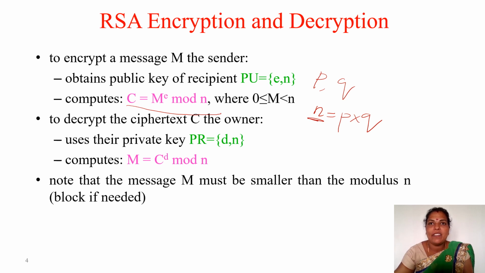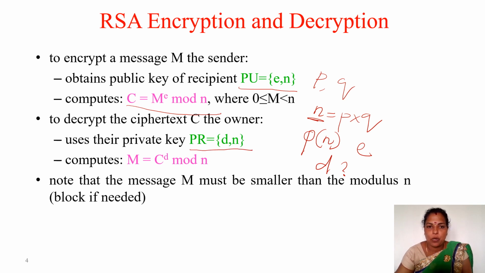With the help of this N value, they have to compute the Euler totient function, that is phi of N. Then they have to choose an E value, that is also a prime number, and with the help of this E and phi of N, they can compute the value of D, that is the private key. In the next slide we will discuss this in detail. So here we have the public key PU equal to E, N, and the private key PR equal to D, N. This is used for the decryption process.